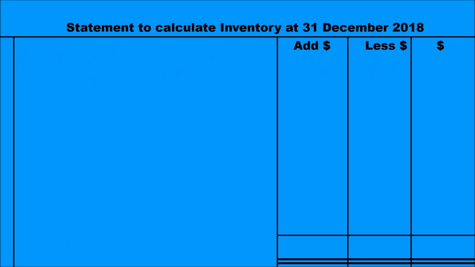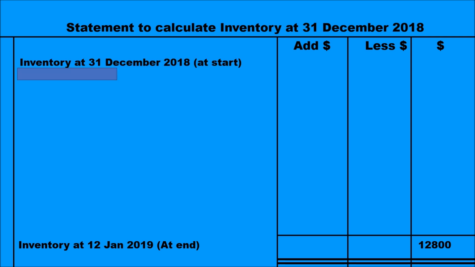First, we need to draw our statement: statement to calculate inventory at 31st December 2018. There will be one column where we'll be adding to the figure, one column where we'll be deducting from the figure, and then the balance column. We're going to start with the figure that is given at the end, that is inventory at 12th January 2019, the figure given, $12,800. We would be required to calculate inventory at the start, that is at 31st December 2018.